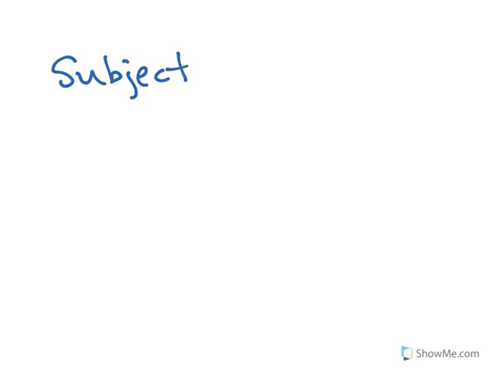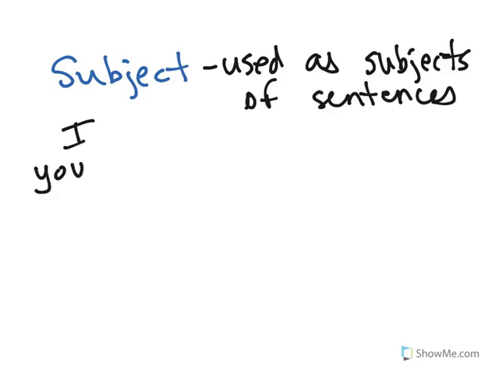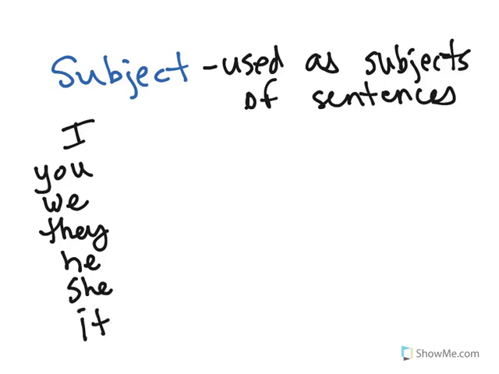And as you might guess, subject pronouns are used as the subject of a sentence. So this one is not too difficult. The name really makes sense with how it's used. So the subject pronouns in English are I, you, we, they, he, she, and it. So all of these pronouns would be used in the subject position.